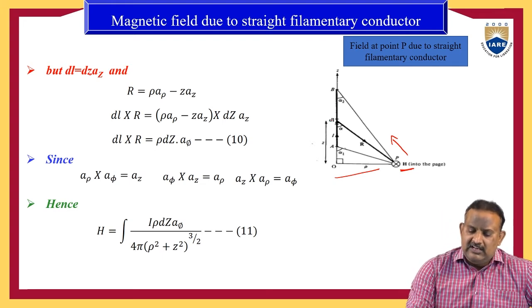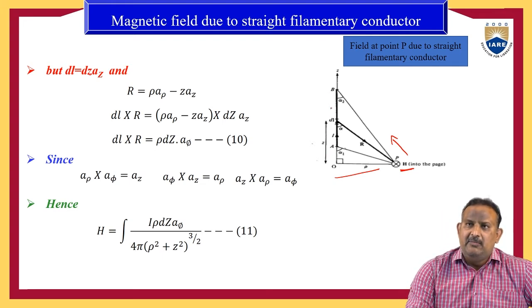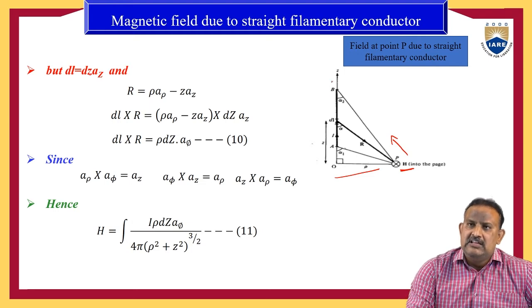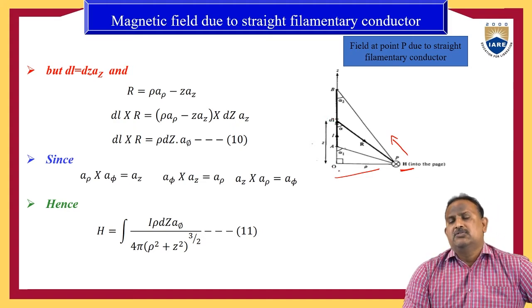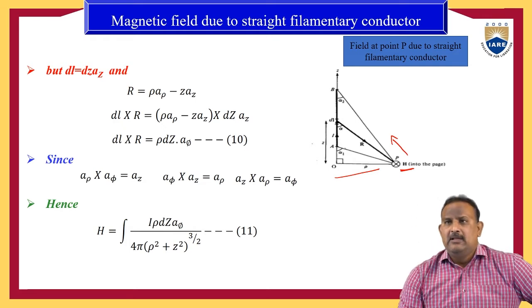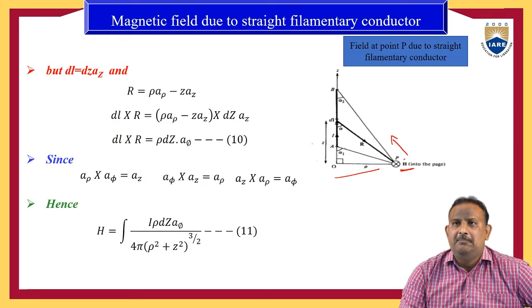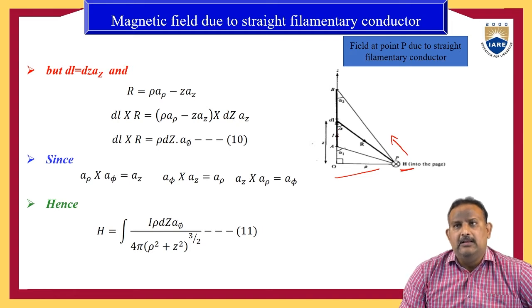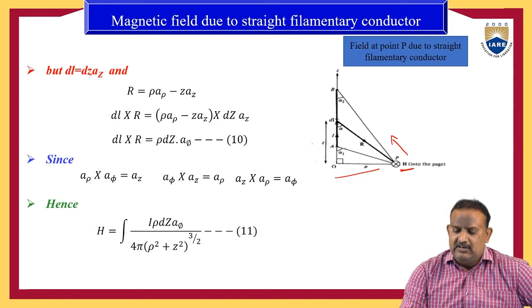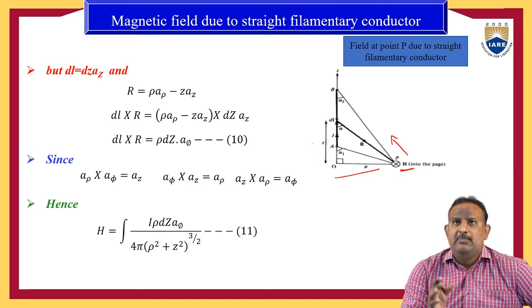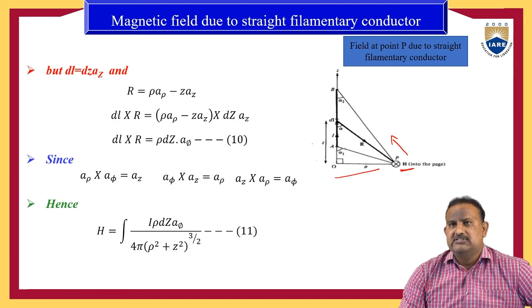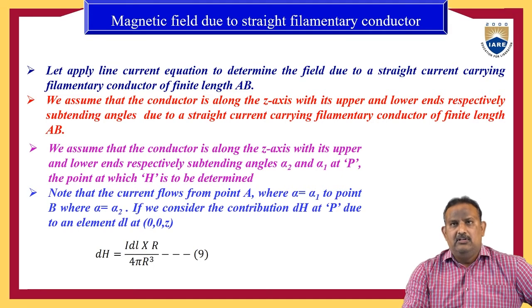Let us assume a current element AB placed along the z-axis, and a current element I dl located at a distance of z from the origin. Our aim is to find the magnetic field intensity at point P due to the current element I dl. To do that, we need to apply the Biot-Savart's law.